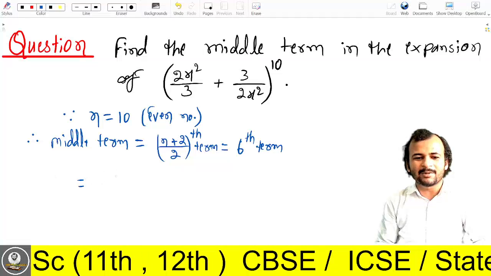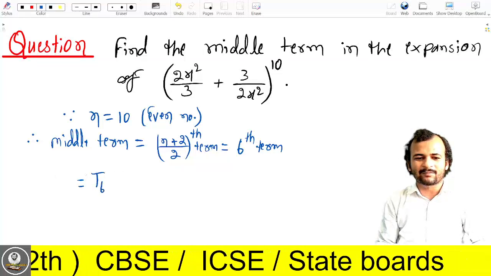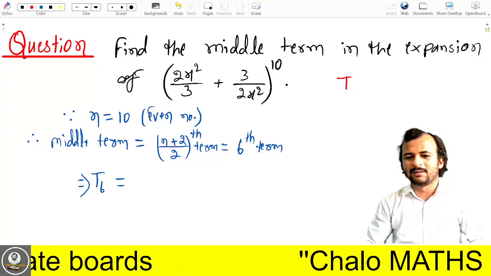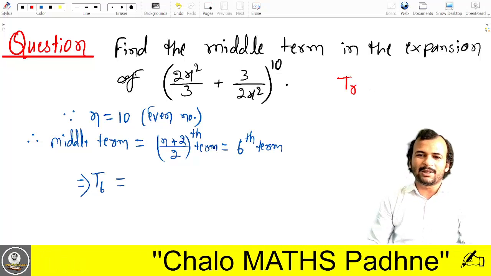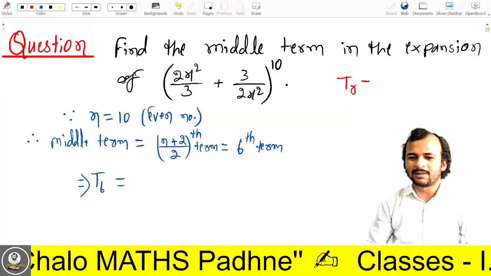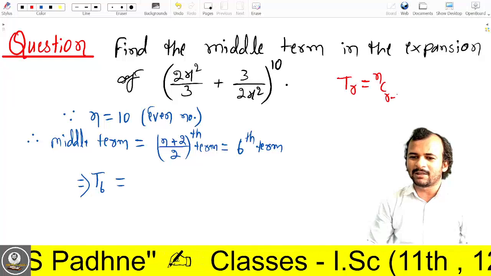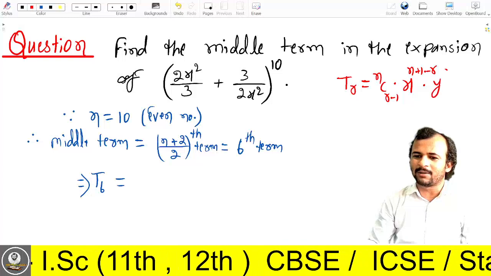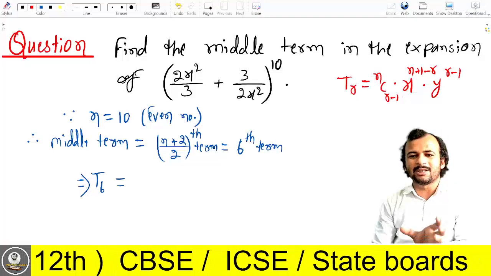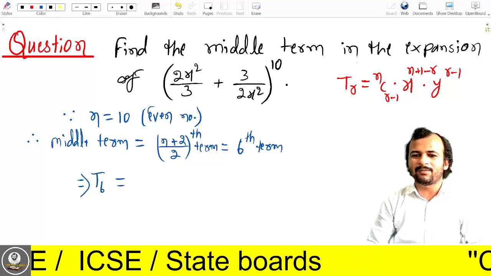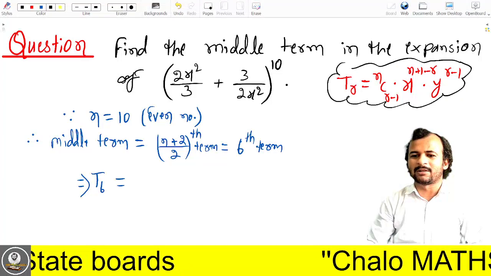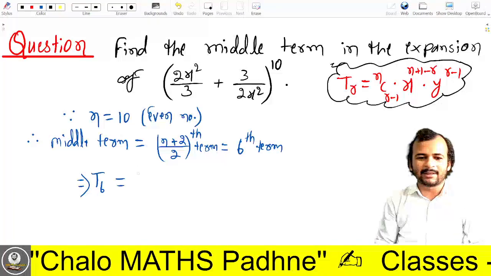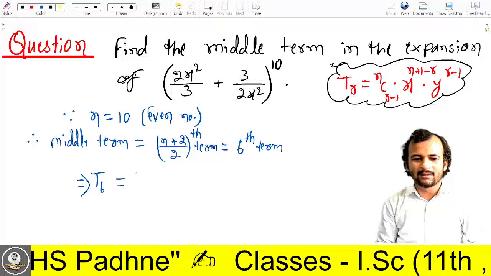Therefore, the required middle term is T6. And we know the general term in the expansion of a binomial: T_r equals nC(r-1) into x to the power n plus 1 minus r into y to the power r minus 1. Right? This is the general form, the general term in the expansion of the given binomial. We use this formula and we get T6.